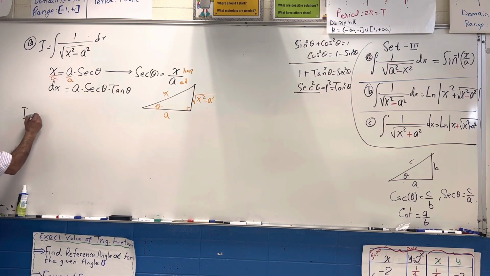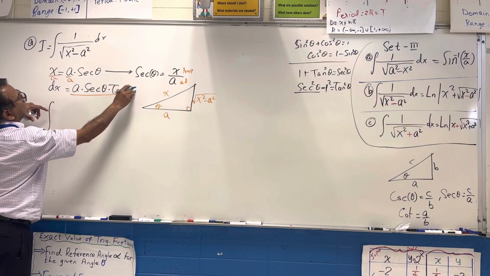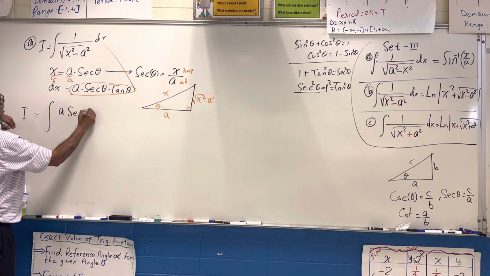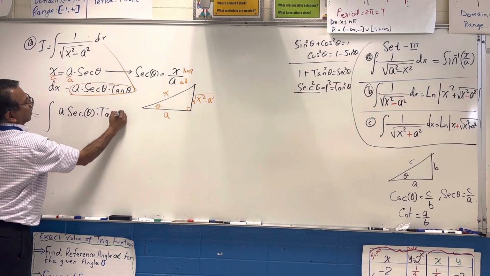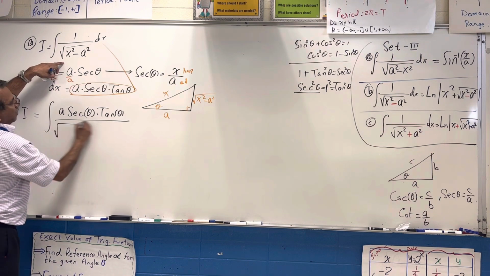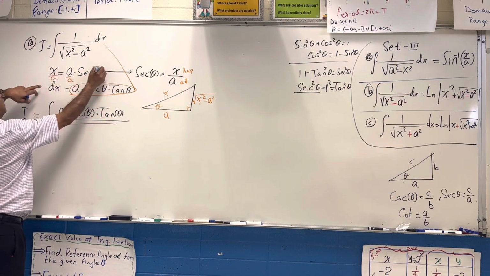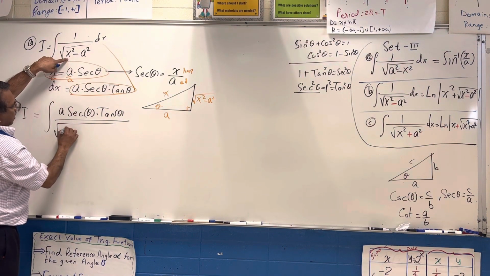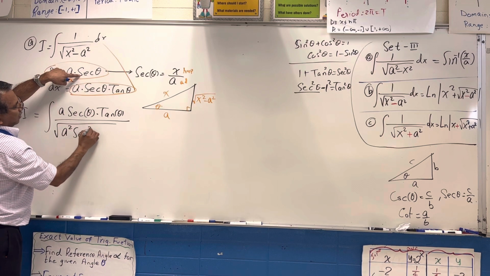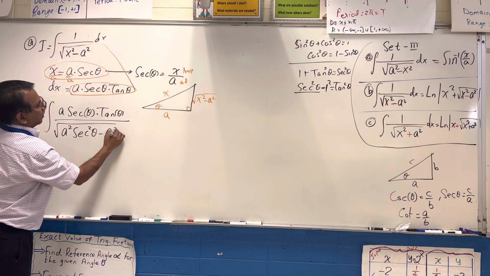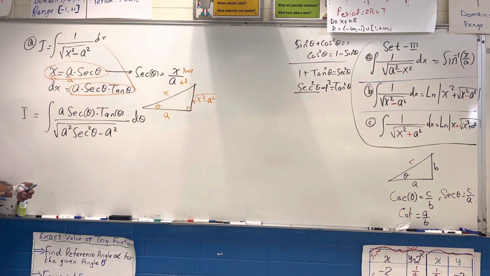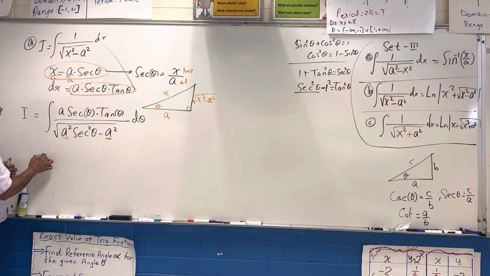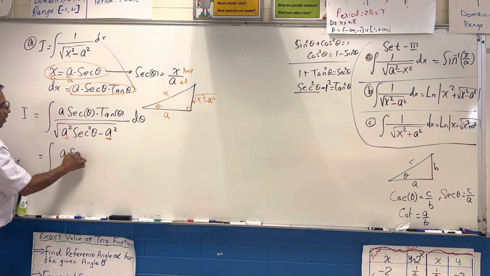Now, let's replace. This dx, the whole thing will be replaced right here, so that will be a secant theta tan theta d theta. And this will be x. Now what is x? We replace this one. x is a secant theta. I can write directly a squared secant squared theta minus a squared. Okay, let's simplify this. There's a squared we can factorize and undo the distributive property.